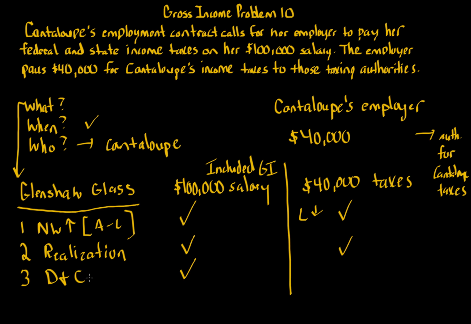What about dominion and control? This is a huge issue. This is actually the main issue here because this is paid directly to the taxing authority. So can Cantaloupe do whatever he or she sees fit to do with the money? No, because it's going directly to the taxing authority, and Cantaloupe can't get that money and use it in whatever way. So dominion and control here is an issue. The question becomes, though, she would have had to pay this anyways.